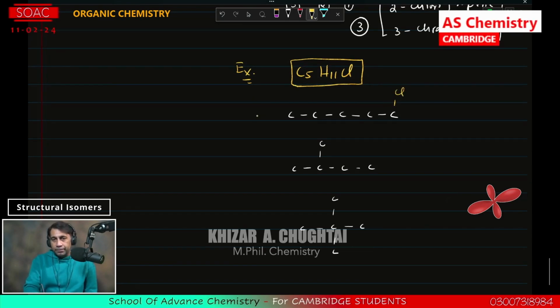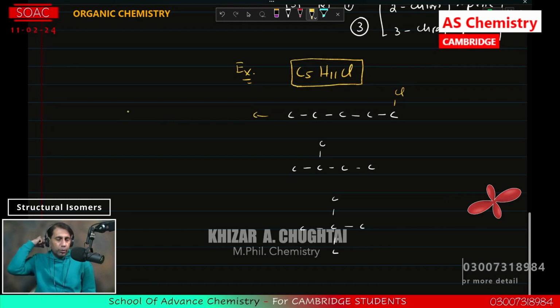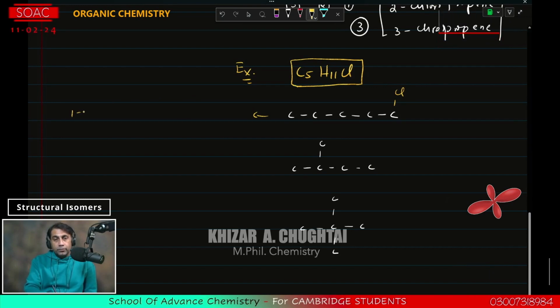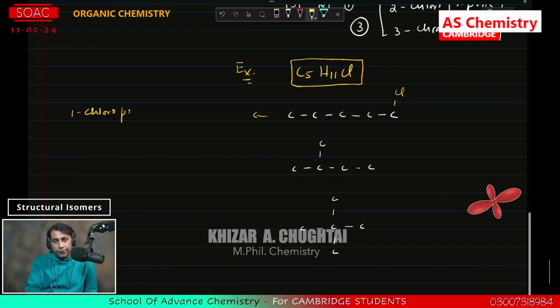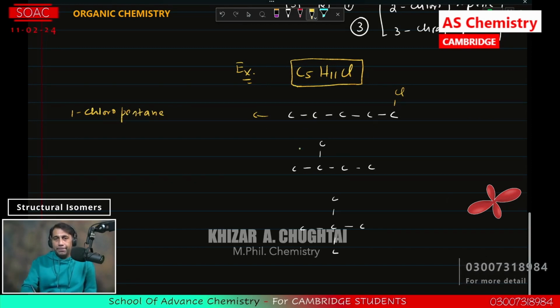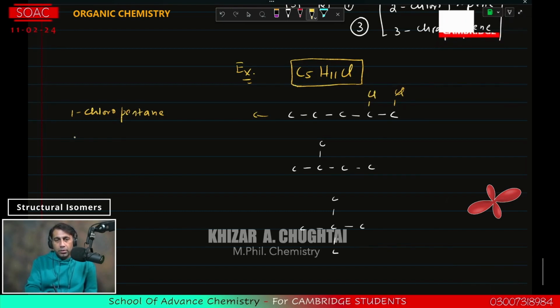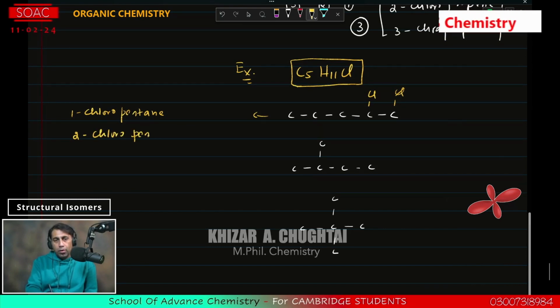What is its name? This time I'm going to write the name over here. What will be its name? Please let me know. You should know how to write the name, it is very important. Chloro, yes, pent, good, pentane, all carbon single bond, 1-chloropentane. If I'm putting Cl over here, then what? Good boy, 2-chloropentane.